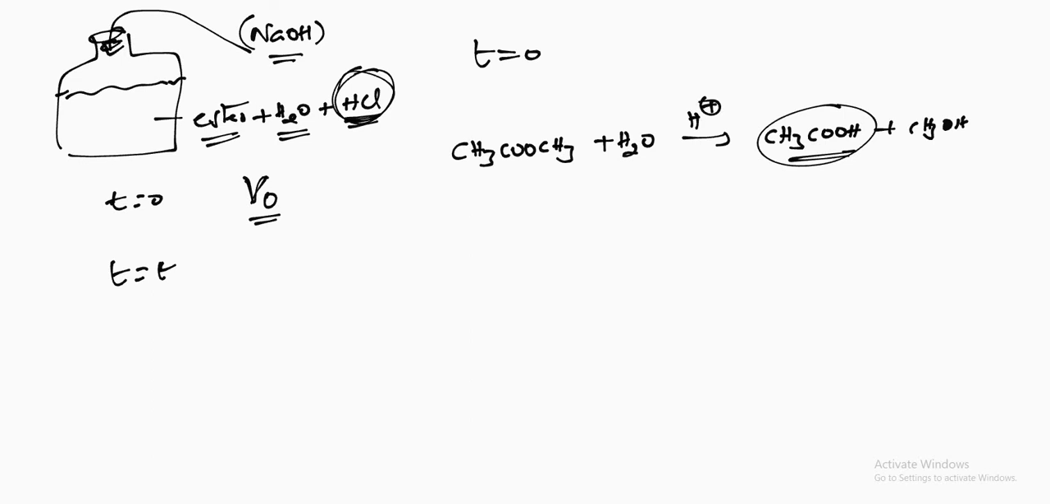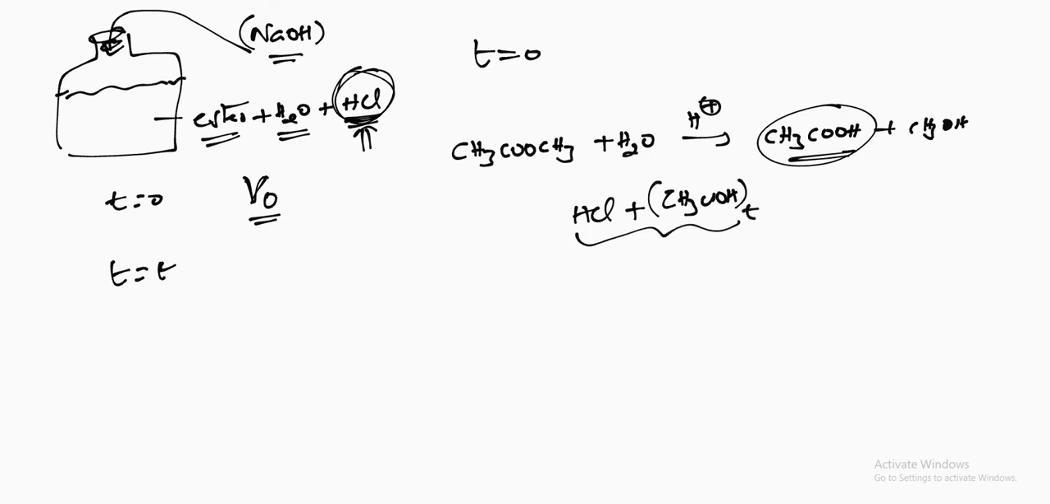in the mixture. So the HCl quantity remains as such, whereas acetic acid is produced. Therefore, the total concentration of the acid will increase. Am I right? Acetic acid is produced. Therefore, already we have HCl, and now you will get acetic acid, up to some time t.